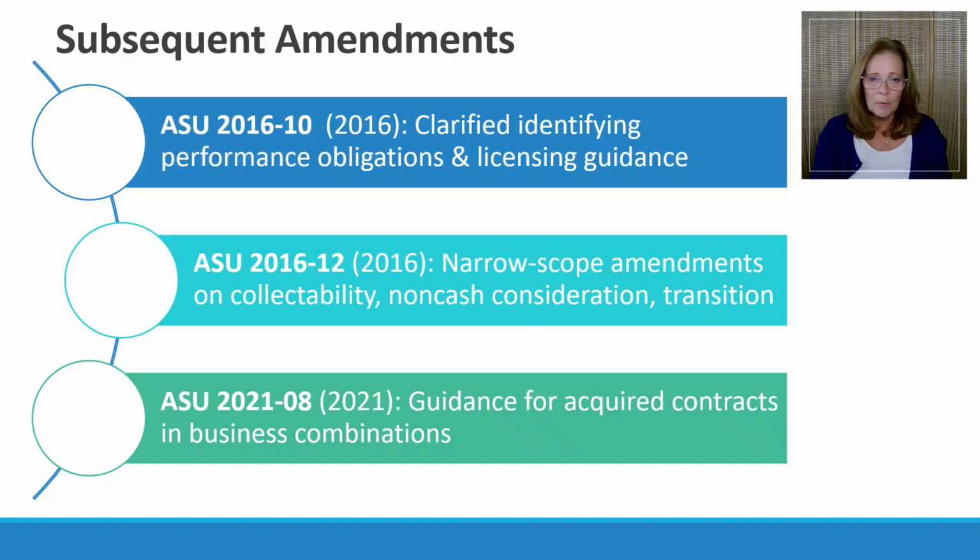ASU 2016-12 clarified collectibility and sales tax-related issues, and ASU 2021-08 focused on how to value deferred revenue acquired in an acquisition. Typically, those contract liabilities would be shown at fair value, which would be potentially different from the value under ASC 606. ASU 2021-08 introduced an exception so that acquirers now recognize and measure acquired contract assets and liabilities under ASC 606, not at fair value.